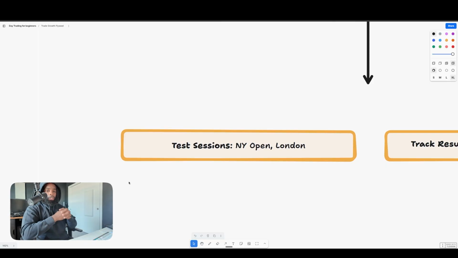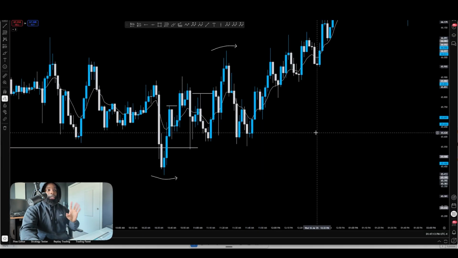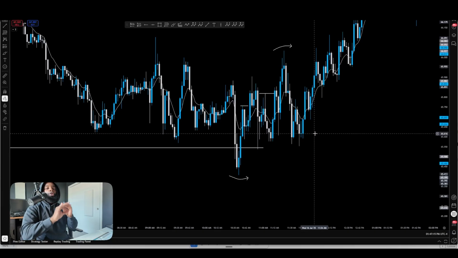And then one thing you want to do is test to see what works best for you: London session or New York open. To be honest with you, this week for oil, it moves so well during London session. I'm normally trading New York session for oil, and I actually lost money this week because of the simple fact it didn't do much for New York open. It did everything that I wanted it to do for London session.